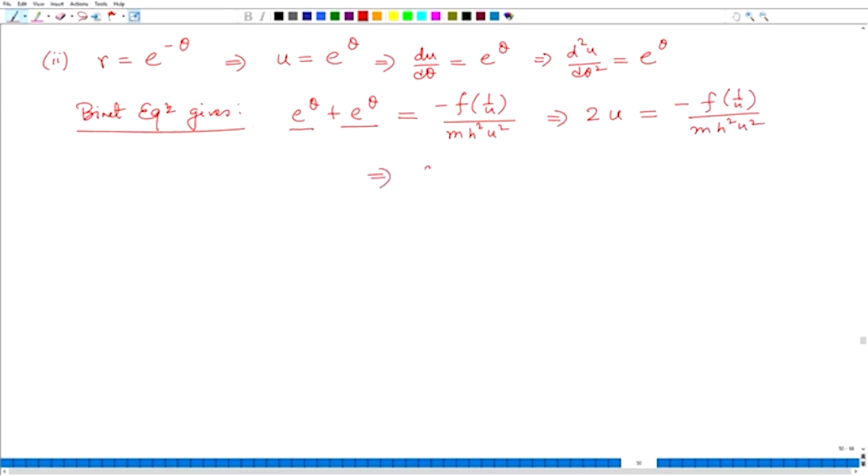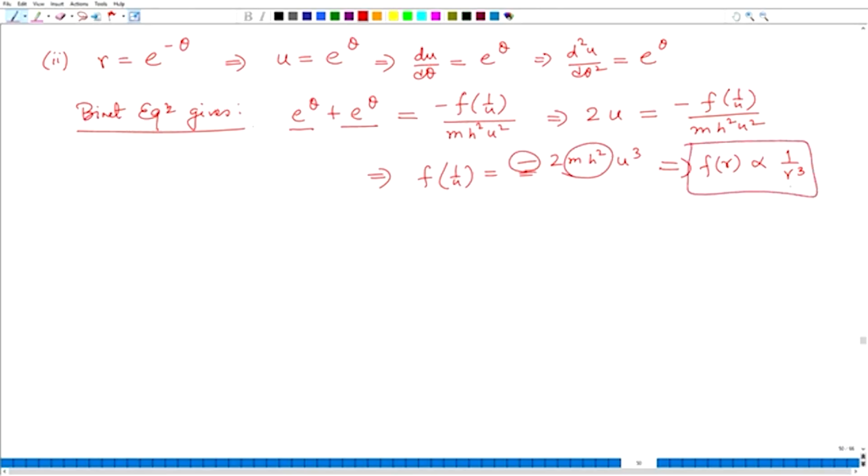And that is why you will have f of 1 over u is equal to minus 2 m h square u cube, which means f of r will be proportional to 1 by r cube. All these things are positive, then this is a minus sign. So it will actually be a 1 by r cube force law, and attractive in nature. Okay.